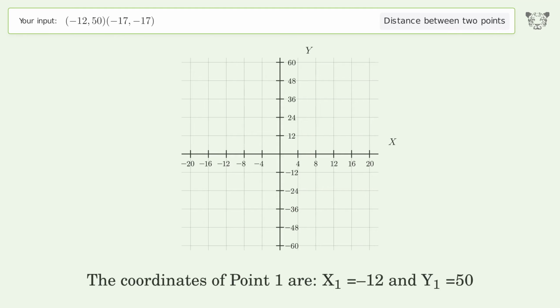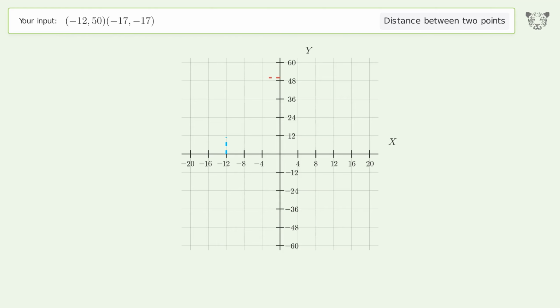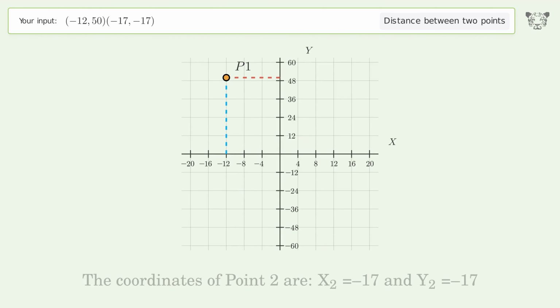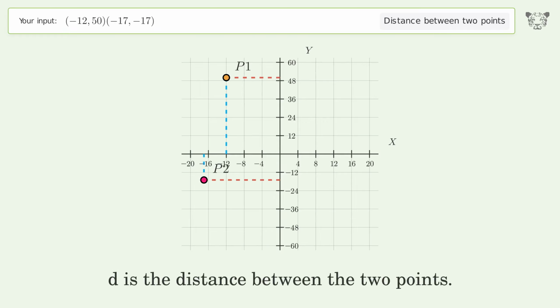The coordinates of point 1 are x1 equals -12 and y1 equals 50. The coordinates of point 2 are x2 equals -17 and y2 equals -17. D is the distance between the 2 points.